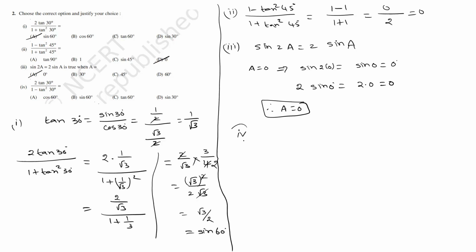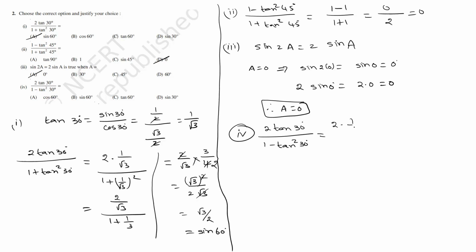Next, the fourth one will be 2 tan 30 divided by 1 minus tan square 30. So 2 tan 30 divided by 1 minus tan square 30. So we know that 2 tan 30, tan 30 is equal to 1 by root 3.